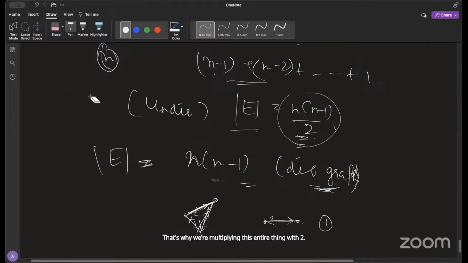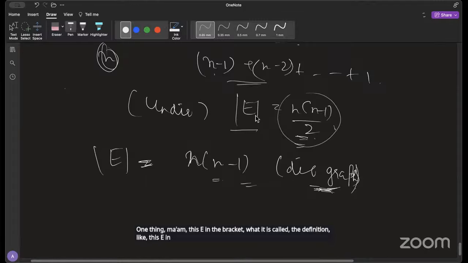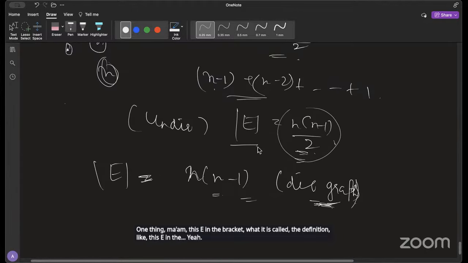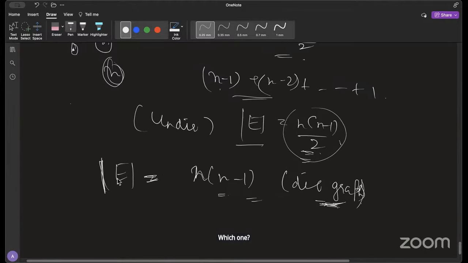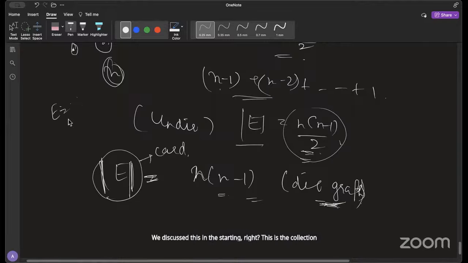Just one thing, ma'am, this E in the brackets, what is it called, the definition? This is the cardinality of the set E. We discussed this in the starting, right? E is the collection of all the edges. This is a set, and this is the cardinality of that set.